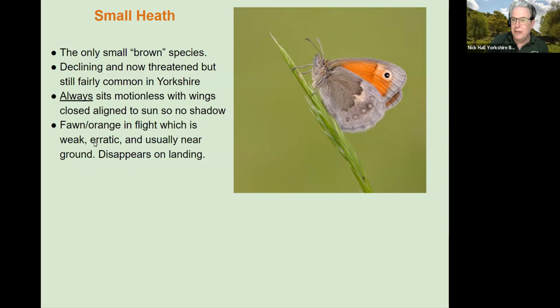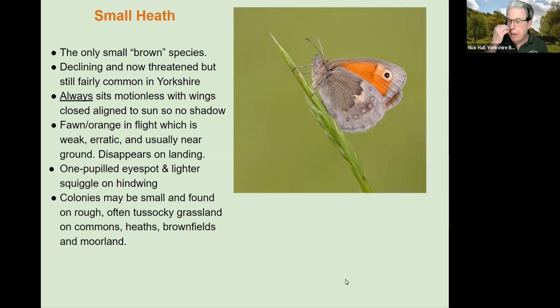In flight, it's a fawny orange colour, unlike the colour you see here on its wing, and I'll show you why in a minute. The flight is very weak, fluttery, erratic, and usually very close to the ground. As soon as it lands, it tends to disappear for the reasons above. It has one pupilled eye spot, and you also see this little light squiggle here. It's quite distinctive and makes it different from other species.